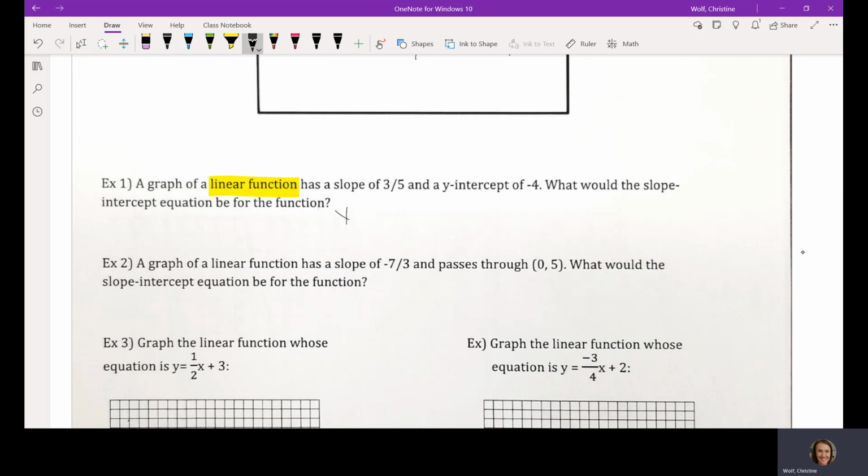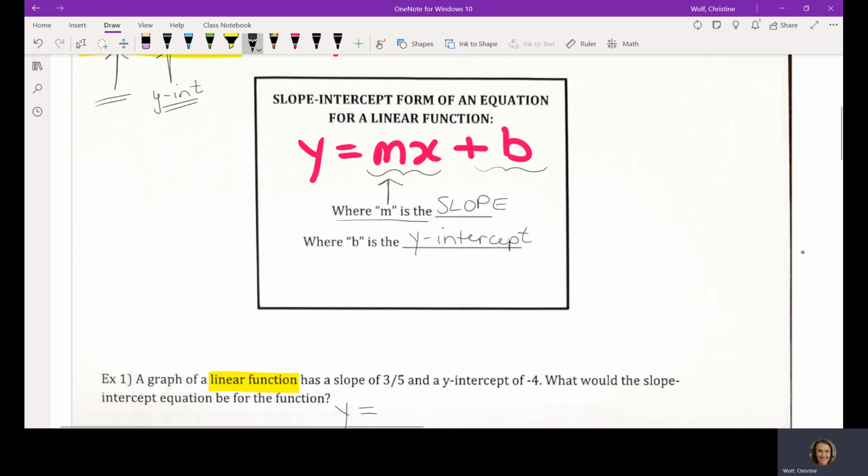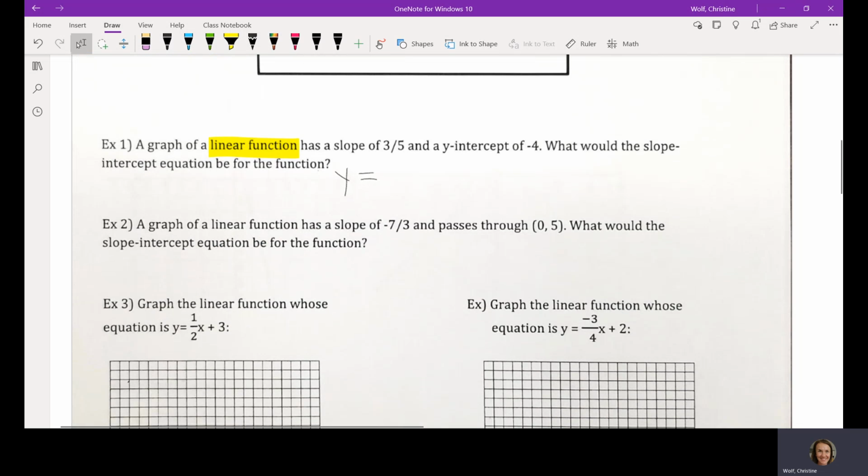It's always y on the left-hand side equaling. And then right after the equal sign, you're going to write down the slope, and it tells me the slope is 3/5. Then you're always going to have an x tacked on to the 3/5. And then the number that follows is simply the y-intercept. It says that the y-intercept is -4, so you just write -4. And there you go. That's the slope-intercept form of that linear function.